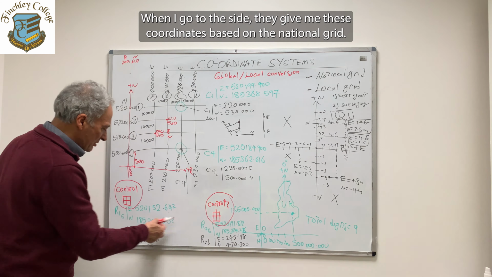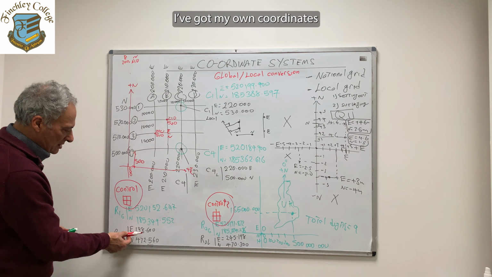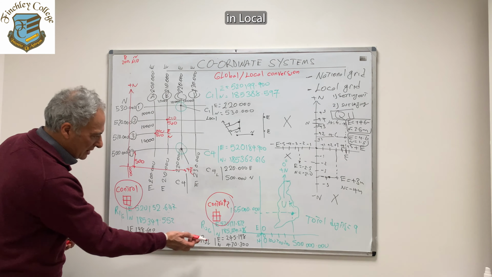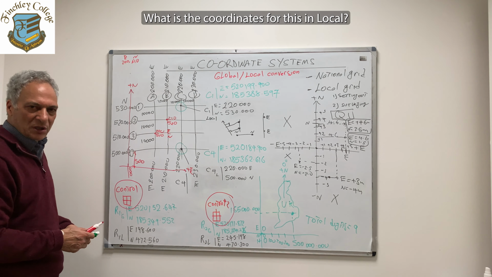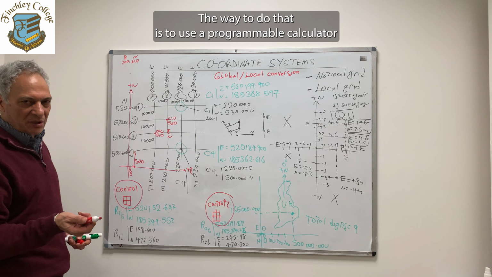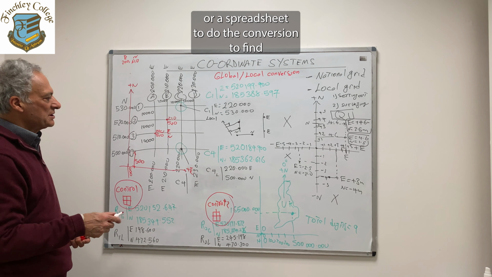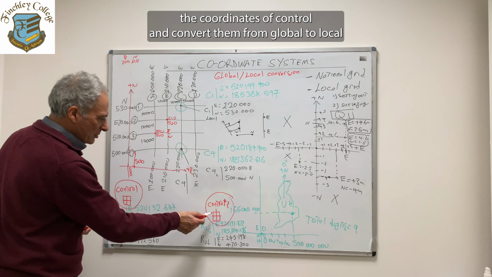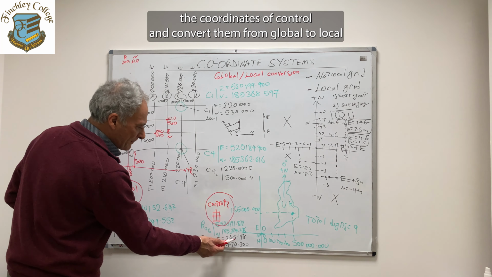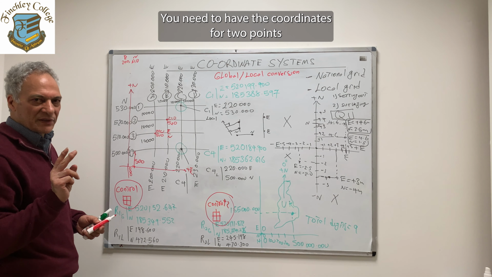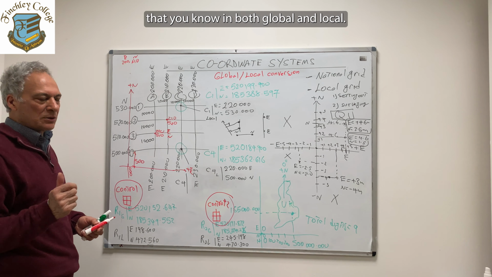I've got my own coordinates. I need to find out what the coordinates for this one are in local, and what the coordinate for this is in local. The way to do that is to use a programmable calculator or a spreadsheet. To do the conversion, to convert the coordinates of control from global to local, you need to have the coordinates for 2 points that you know in both global and local.